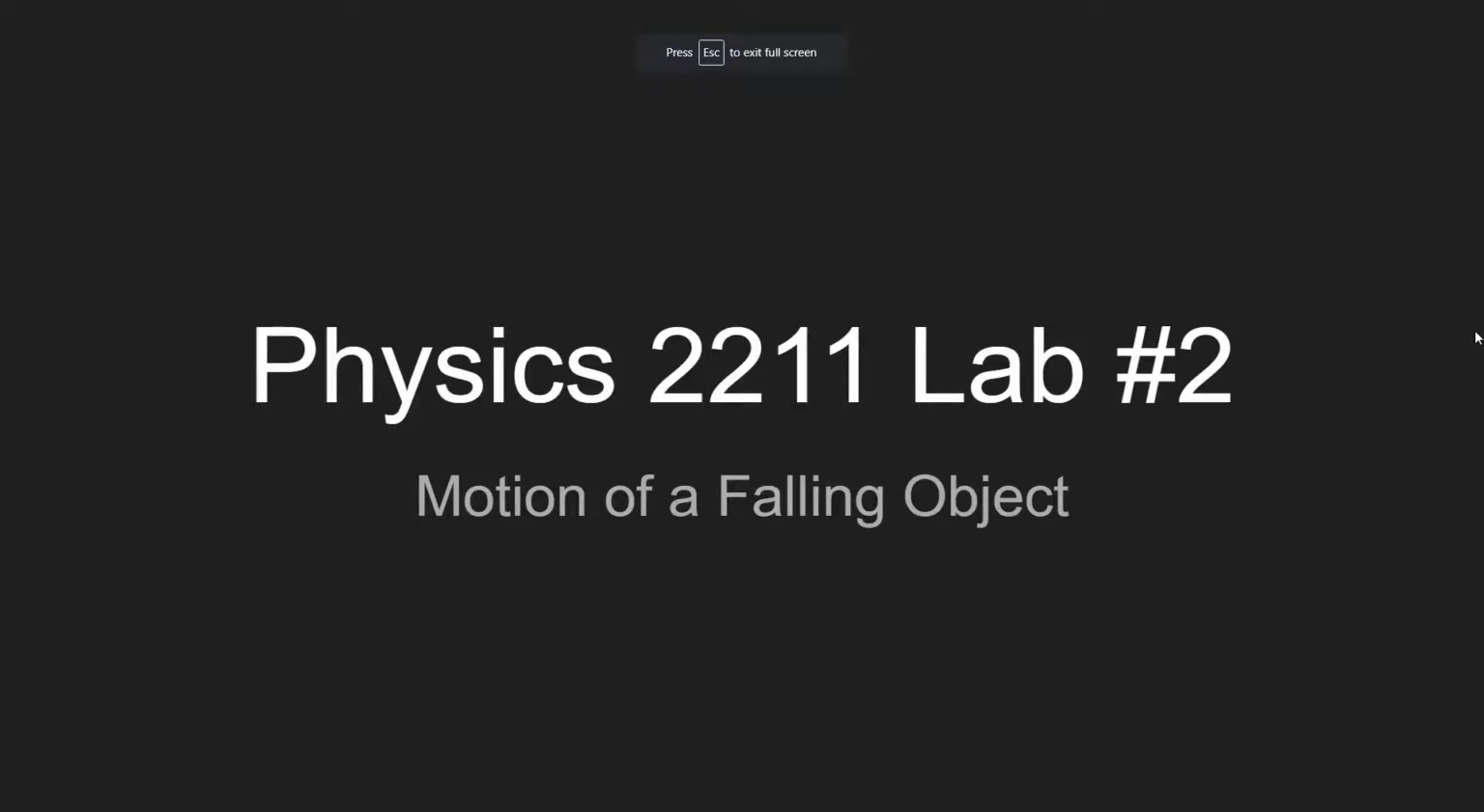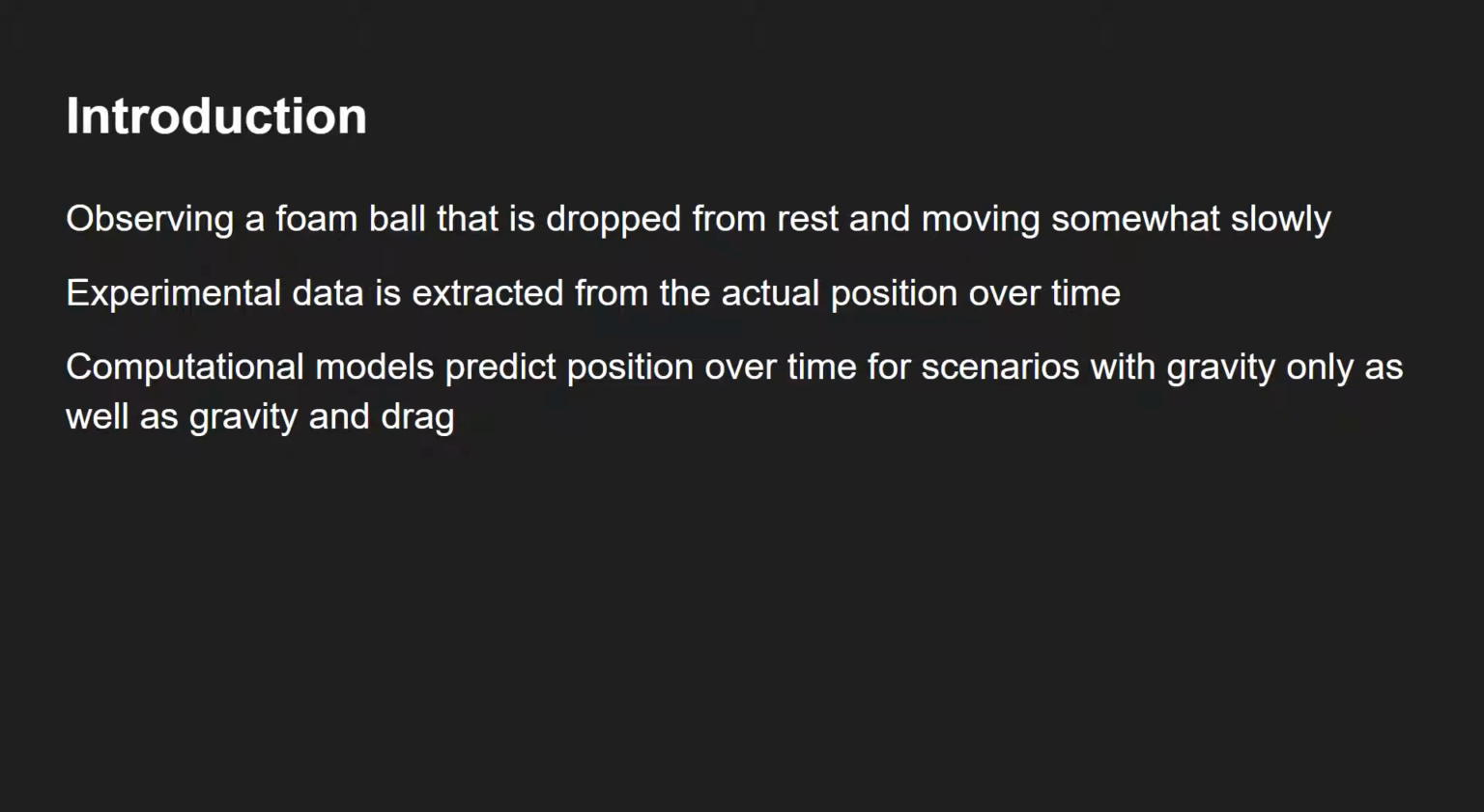This is Physics 2211 Lab 2 going over the motion of a falling object. In this lab we will be observing a foam ball that is dropped from rest and moves somewhat slowly, which is essentially just moving slower than a rock dropped from the same height at rest.